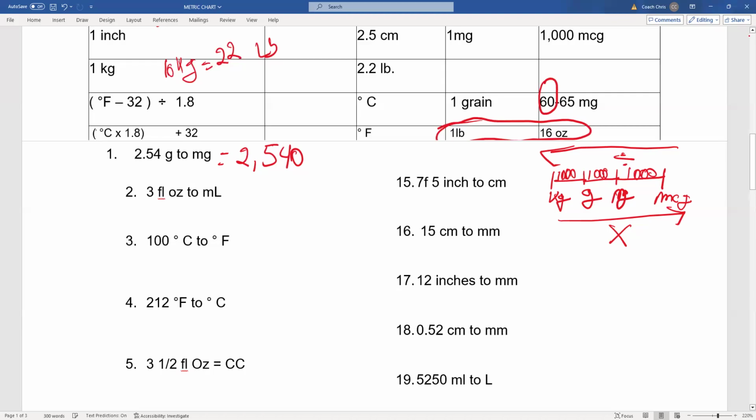So 1 ounce equals what? 1 ounce equals 30 milliliters. Since I got 3, I will have to multiply this by 30. So you have 90 milliliters.